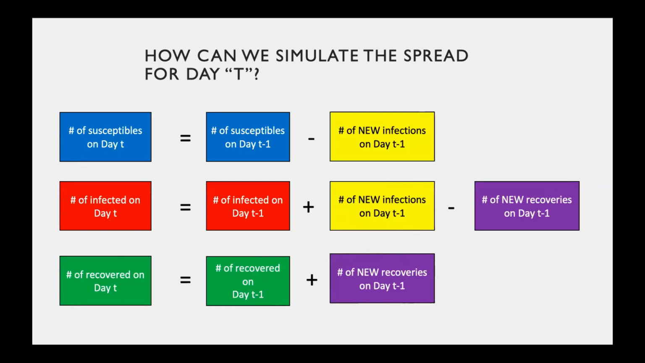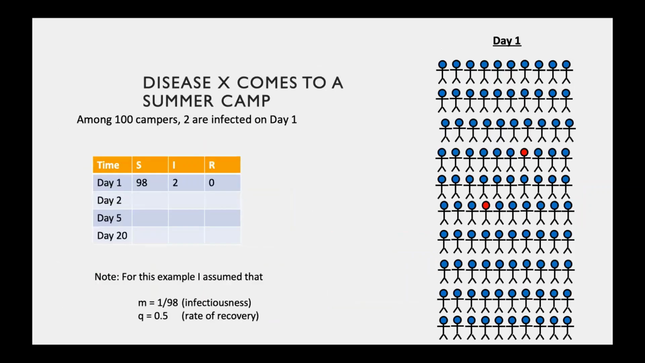So let's go back to our example of disease X coming to a summer camp. On day 1, we have 98 people who are susceptible, 2 people who are infected, and 0 people in the recovery compartment. For this example, I'm going to assume an infectiousness of M and a recovery rate of Q. These are just 2 numbers that I chose that would be easy to show in this example, but you can modify those to many different things.